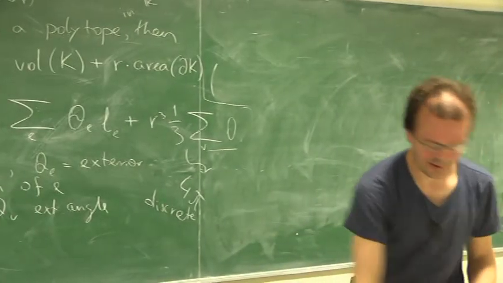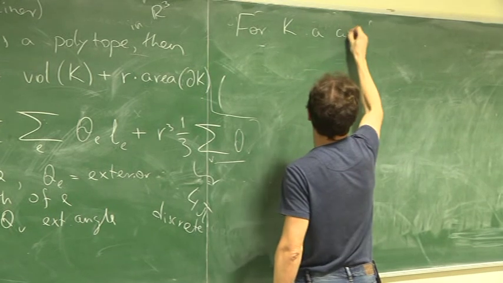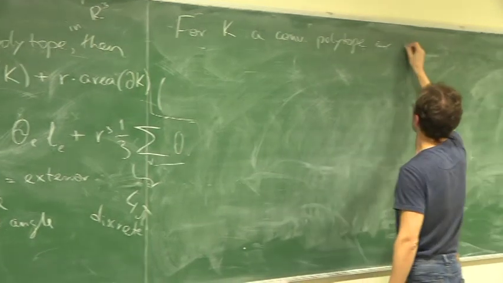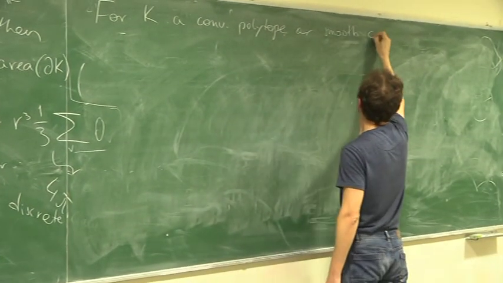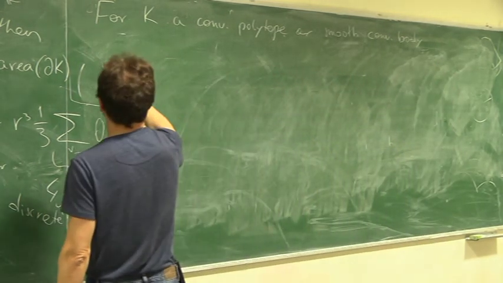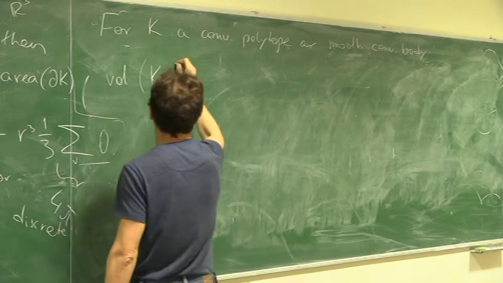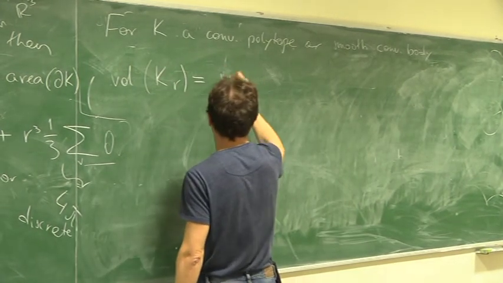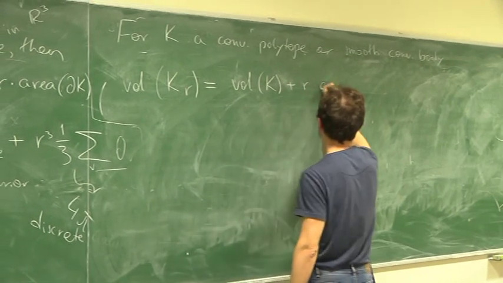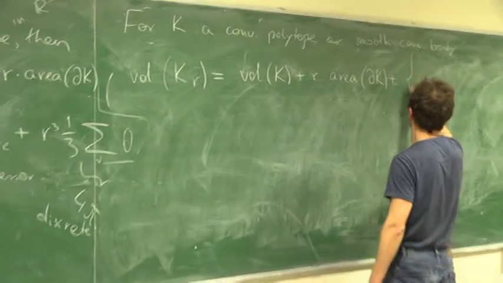So now for any K, a convex polytope or smooth convex body, one has the following. The volume of the R neighborhood is equal to the volume of K itself plus R times the area of the boundary plus, and then there are two different formulas.